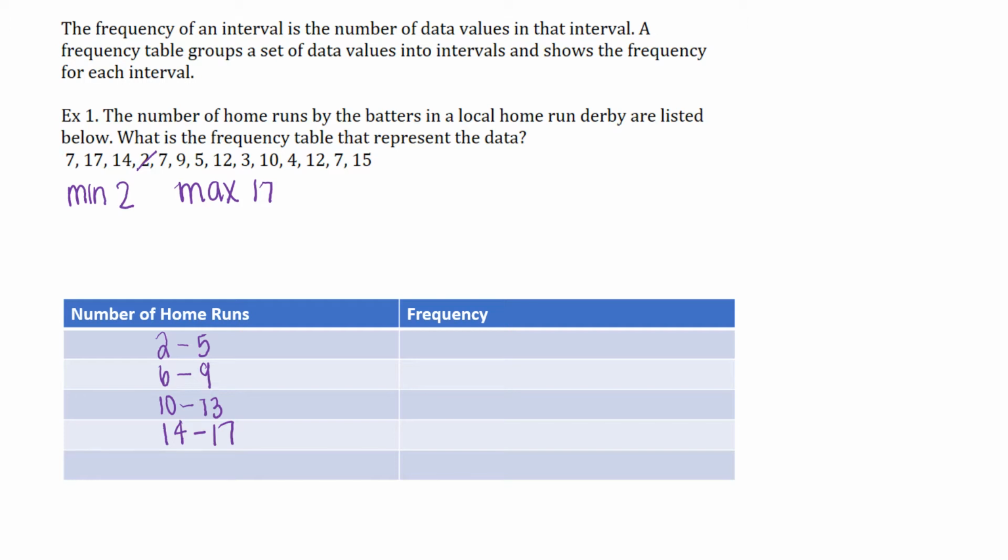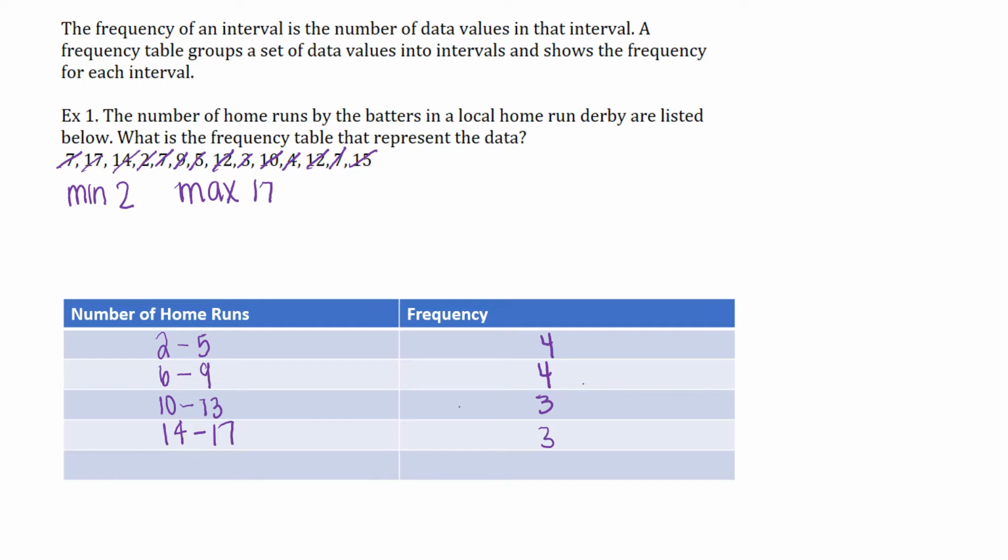Okay, so we're going to count how many numbers are between 2 and 5. So we have 1, 2, 3, 4. So we have 4. Okay, how many numbers are between 6 and 9? 1, 2, 3, 4. Okay, then how many numbers are between 10 and 13? You have 1, 2, 3. How many numbers are between 14 and 17? 1, 2, 3. And I crossed off all the numbers, so I know that I got them all. So this would be our frequency chart.